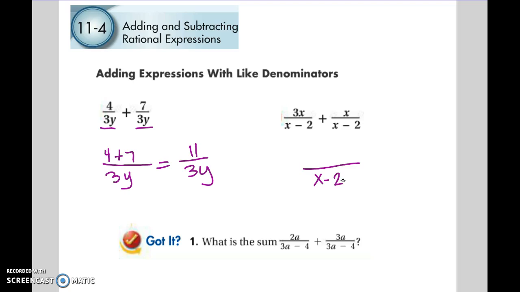It's a binomial, but it's the same denominator. So I can go ahead and write 3x plus x. Since they are like terms, I can combine them. And I can't reduce because here's a binomial, here's a monomial. I can't reduce a binomial with a monomial. Go ahead and try the next one.